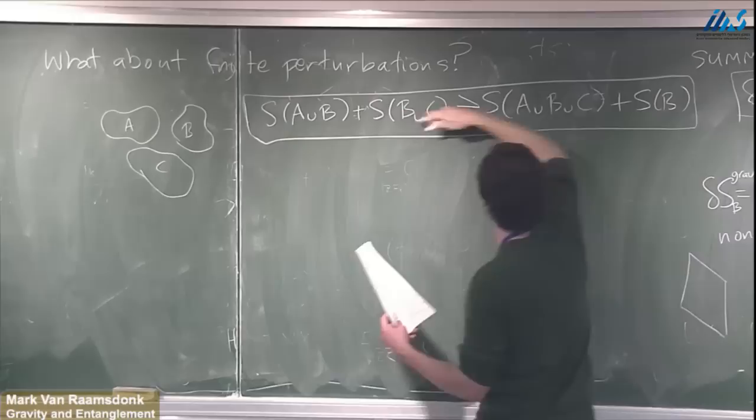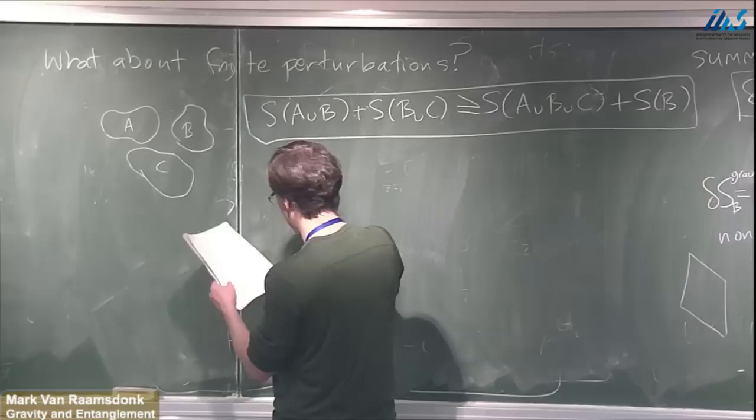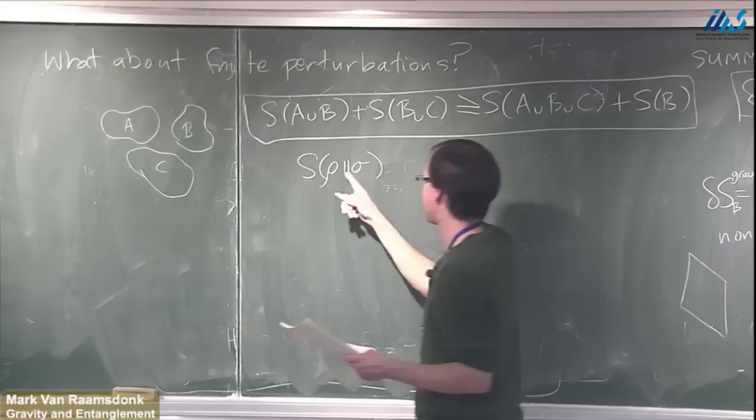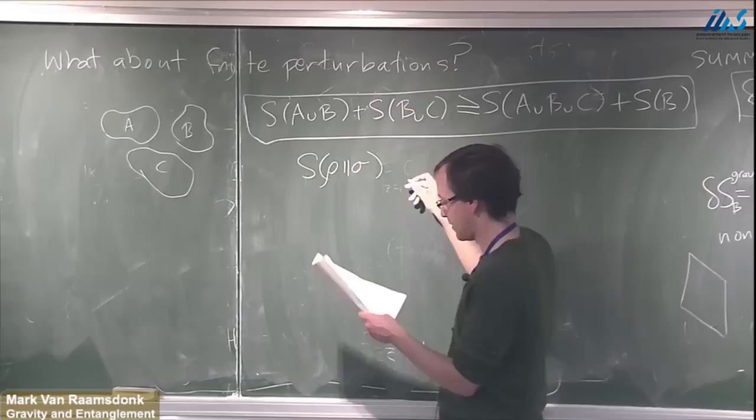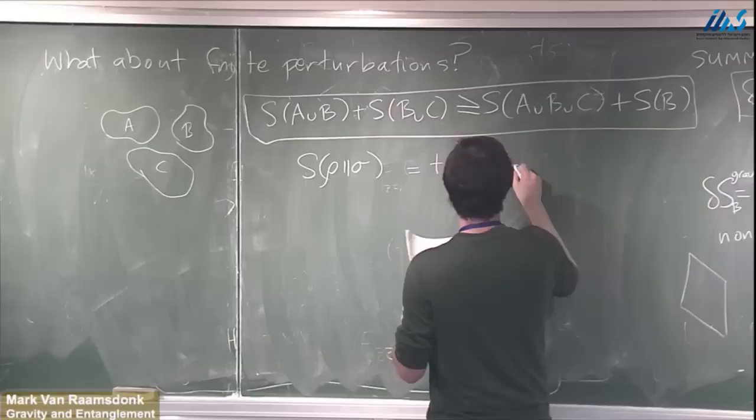On the CFT side, this is one thing that always has to be true. Another thing that always has to be true involves what's called the relative entropy. The relative entropy of two density matrices is a measure of distinguishability for two density matrices, and it's defined to be trace of rho log sigma minus trace of rho log rho.